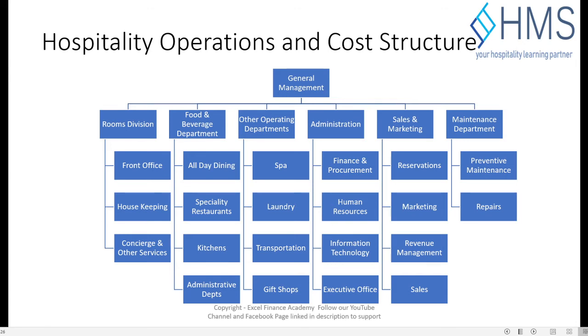Now, why do we want such detailed accounting? Why don't we just combine every revenue into revenue and every cost into cost? Instead, we want a separate line for each of them so that we can understand the profitability of each operation.